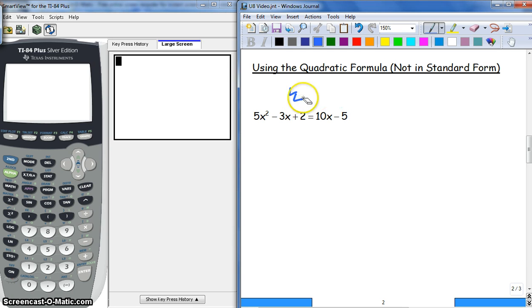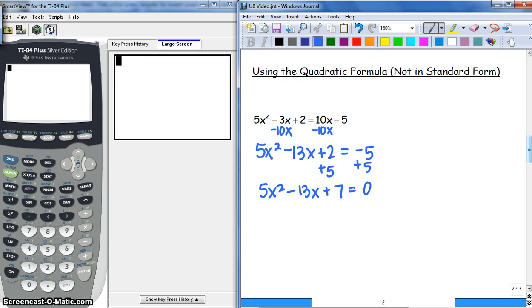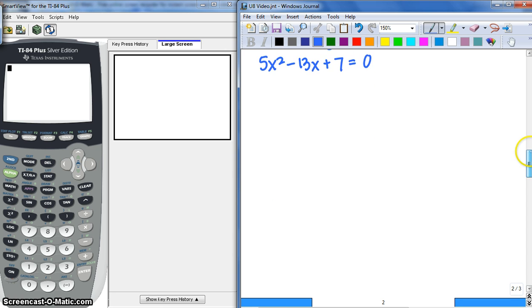Okay, so the way that we'll do that is we will subtract the 10x since it is already a positive. So that gives us 5x squared minus 13x plus 2 equals negative 5. And then this negative 5 will move over by adding. And most people just do this all in one step, but I wanted to show you where these numbers were coming from. Make sure you have an equals 0. So this is our standard form.